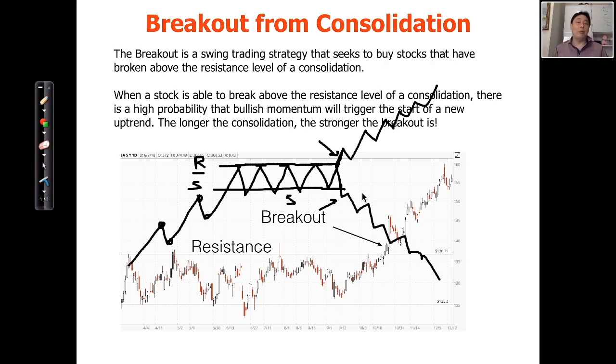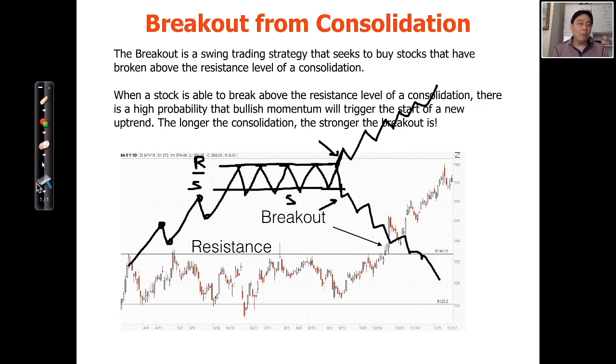Now, after consolidation, you never know whether it's going to break into an uptrend or it's going to break into a downtrend. You can't predict the future. No one knows what's going to happen until it happens. So in this strategy, we are waiting to see, does it break out of the consolidation or break down from the consolidation? If it breaks out, we want to buy and go long and catch the new bullish trend. If it breaks down, we're going to go short and catch the new bearish trend. So you understand the concept?